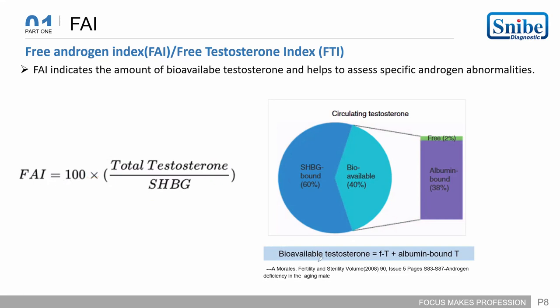So how can you calculate the bioavailable testosterone? You have to add the free testosterone plus the albumin-bound testosterone, which is almost 38%, but in the clinical condition of specific androgen abnormalities, the values become variable. So for this purpose, the free androgen index calculation is available.